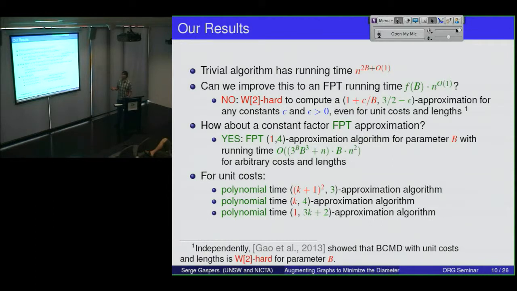And then for unit costs, we can actually get some polynomial time approximation algorithms. And so there's a trade-off here between the costs and the diameter that we achieve. I should mention that the W2 hardness result for an exact algorithm was independently obtained by Gao and others this year, also for unit costs and unit lengths. And of course, this holds whenever the cost and length are non-unit as well.